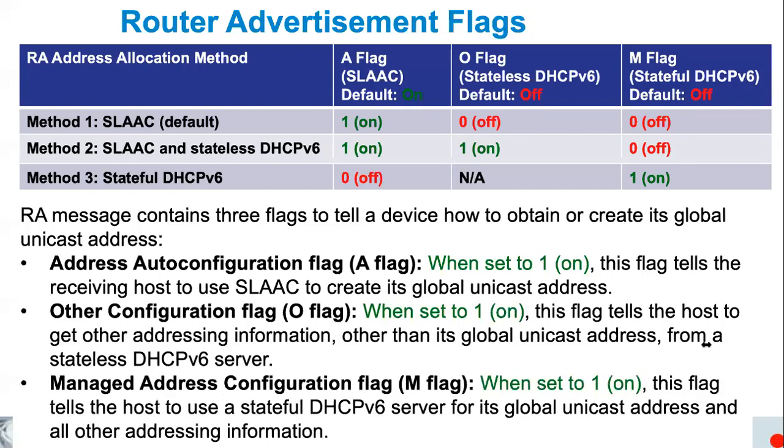The managed address configuration flag, when this is set to 1, then the O flag is ignored. It basically suggests to the device to ask a stateful DHCPv6 server to get its address, just like in IPv4. What's important, and we'll look at this in more detail in a later chapter, is that if you don't want it to also create an address using SLAAC, you'll need to turn the A flag off. So we'll learn how to do all of this in upcoming videos.